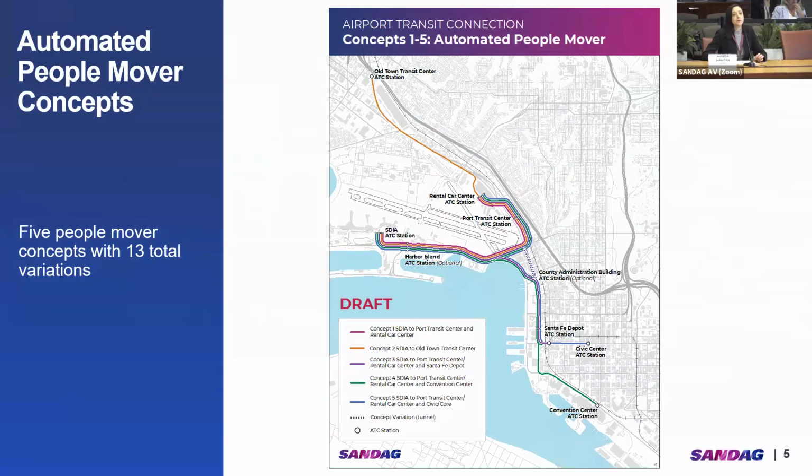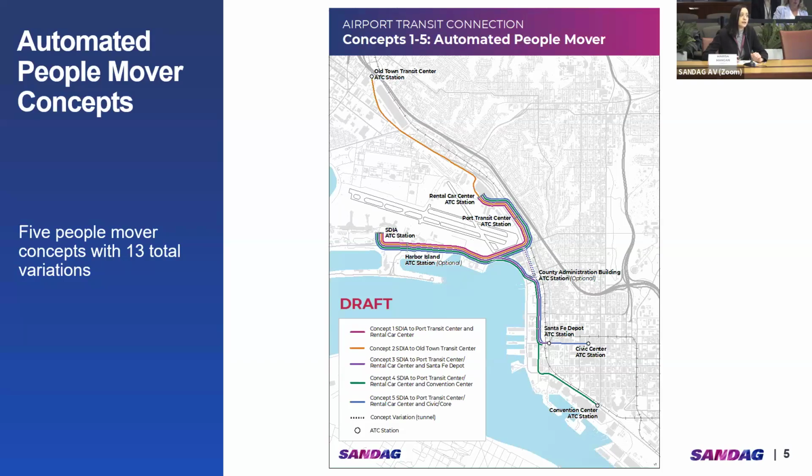I want to walk you through the connections that the various modes are making with some maps here. I know it's a little hard to see, but long story short, for the APM, we have 5 total concepts with a lot of variations. They're connecting between the airport and our major transit centers like Old Town Transit Center, various points in downtown, including Santa Fe Depot, Convention Center, the Civic Center, and also the Middletown Trolley Station and the Car Rental Center.